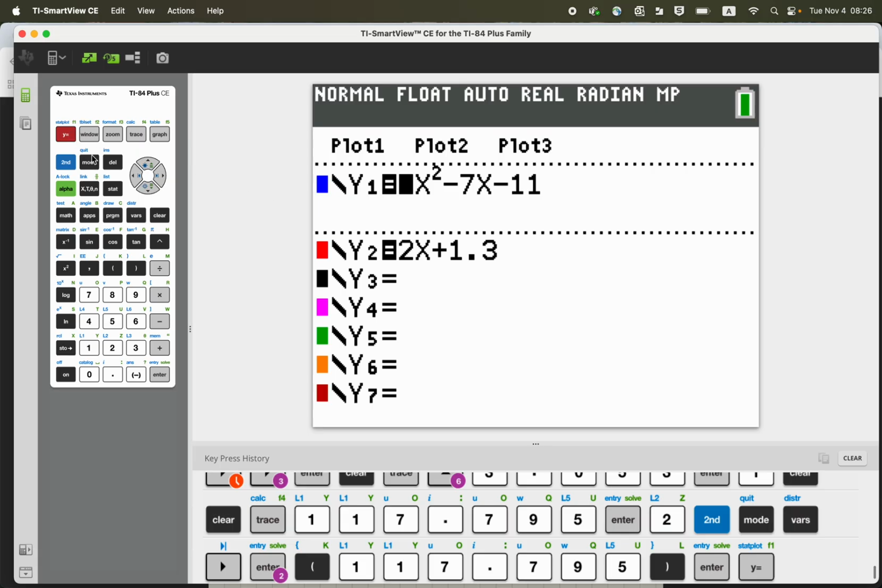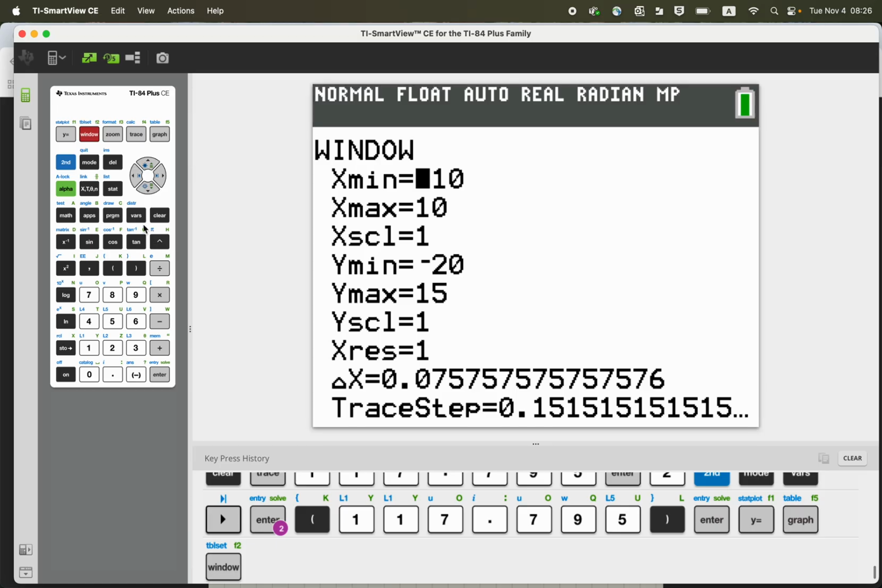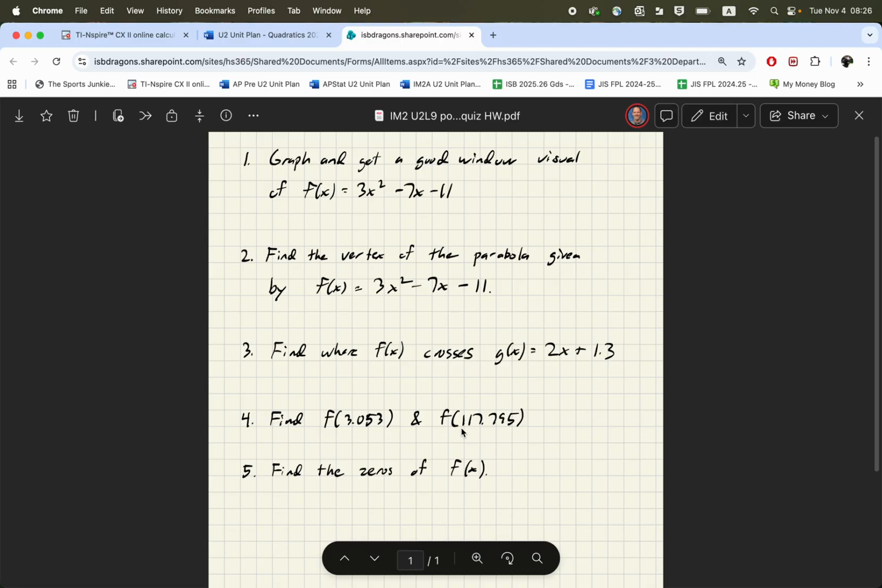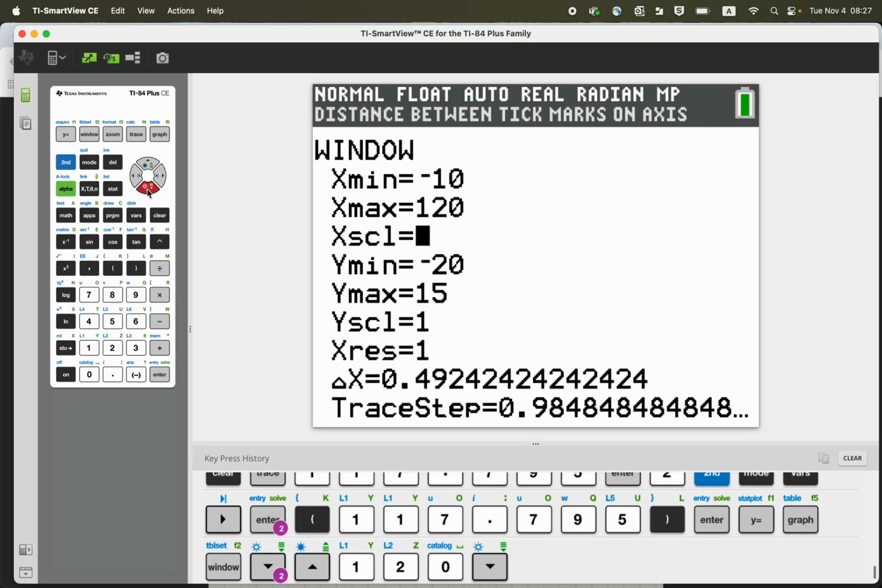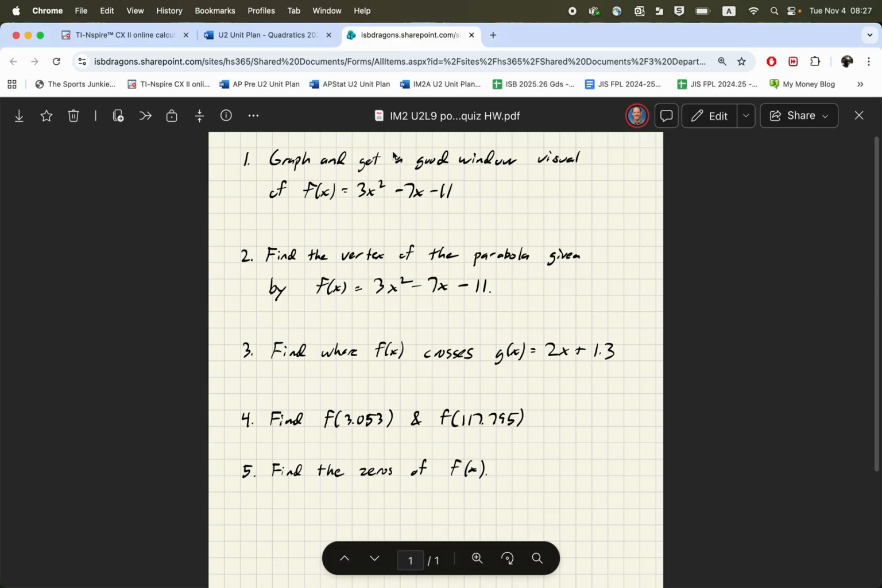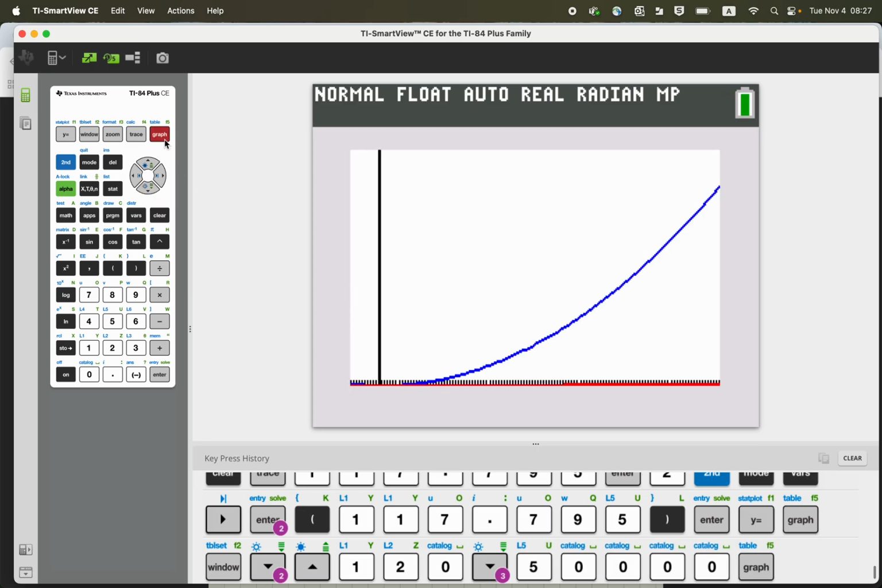If I go to y equals and graph it, now I've got to adjust my window. I'm going to make my x max 120 because that's the function value. And I'm going to make my y max, I'm kind of cheating because I know what the answer should be, but I'm going to make it like 50,000. This is not going to be a good graph. That's not bad. But again, on the Inspire, you don't have to do this, which is nice. Now we should be able to trace at 117.795 and find it.